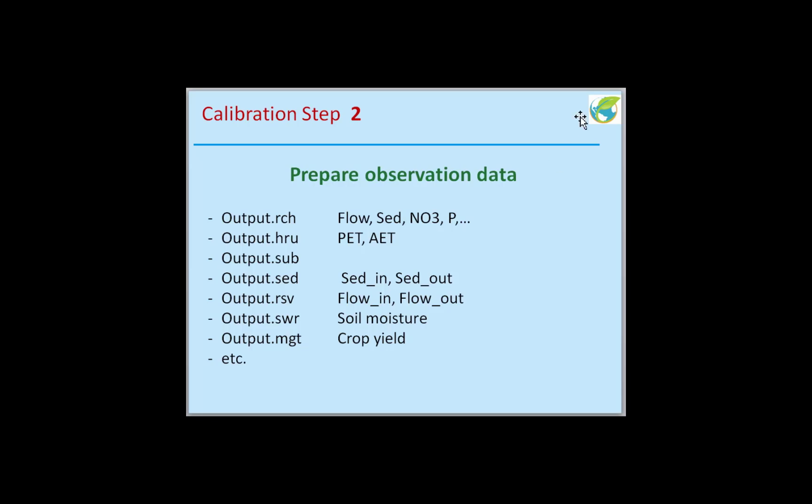So for example, flow, sediment, nitrate, phosphate, things that we usually use, they reside in the reach file. In the HRU file, you have potential and actual evapotranspiration. In the sub file, you have sort of the same things, but at the sub-basin level. In the sediment file, you have sediment in and sediment out. In the reservoir file, you have flow in and flow out of the reservoir. In the soil moisture file, you have soil moisture for every layer of the soil. And then crop yield resides in the management file, and so on.